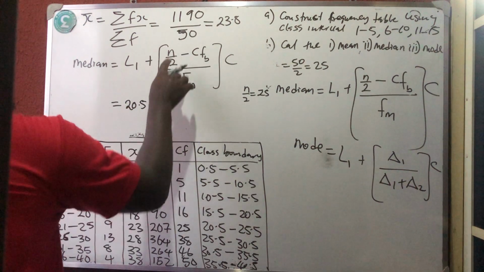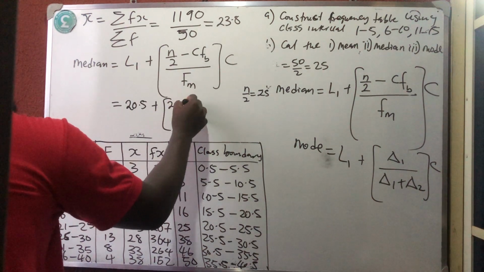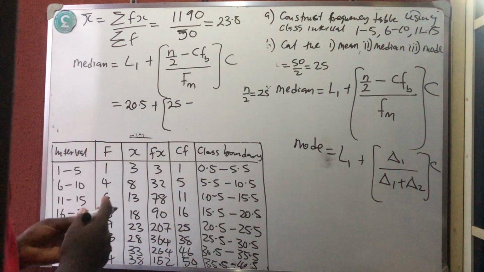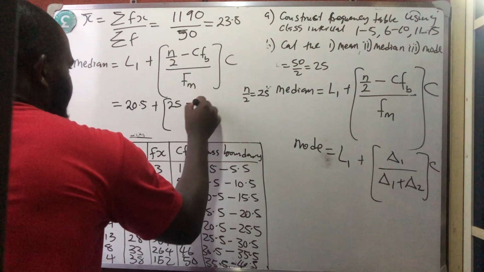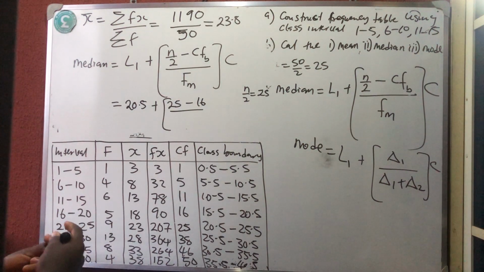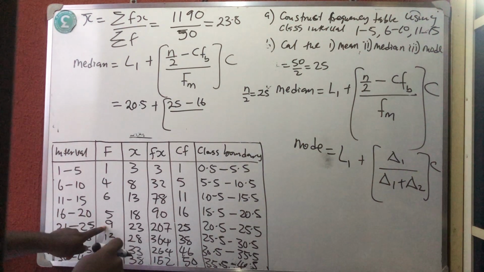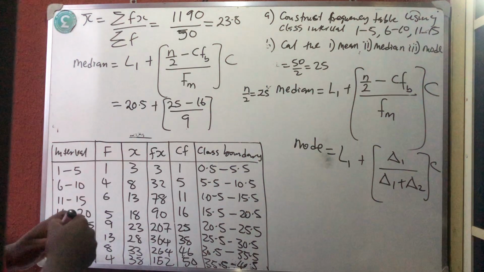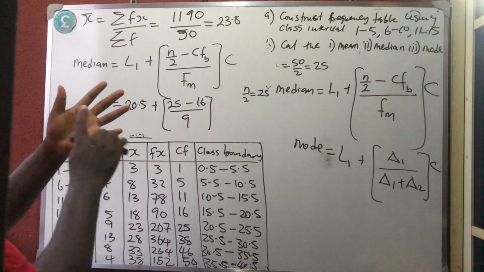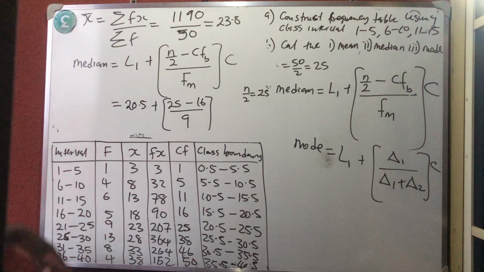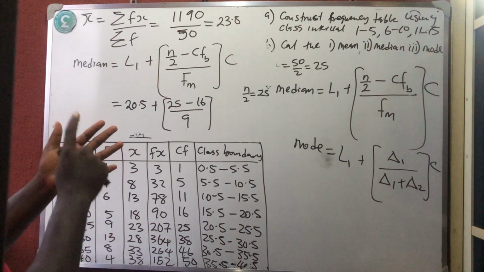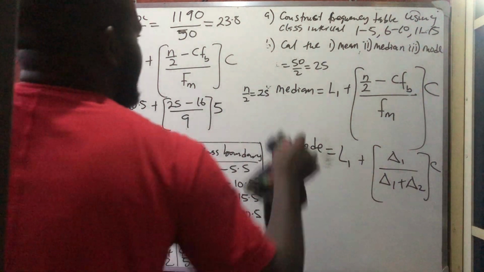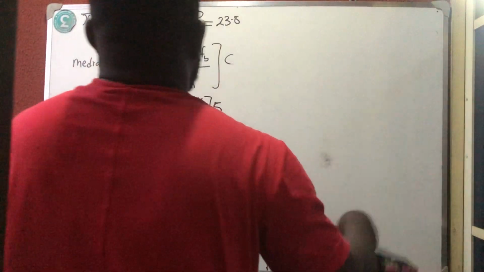So I'm having 20.5 plus, don't forget that n divided by 2 gave us 25, minus the cumulative frequency before that 25. The cumulative frequency before that 25 is 16. So I'm going to have minus 16, divided by the frequency of the median. Look at the median at 25. Its frequency is 9. Everything multiplied by C. I told you how to get your C. Your C is gotten from 1 to 5: 1, 2, 3, 4, 5. Or choose any number here, from 16 to 20: 16, 17, 18, 19, 20, that's 5. So I've gotten this to be 5.